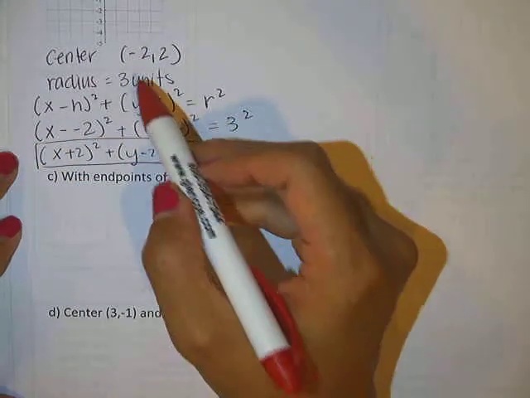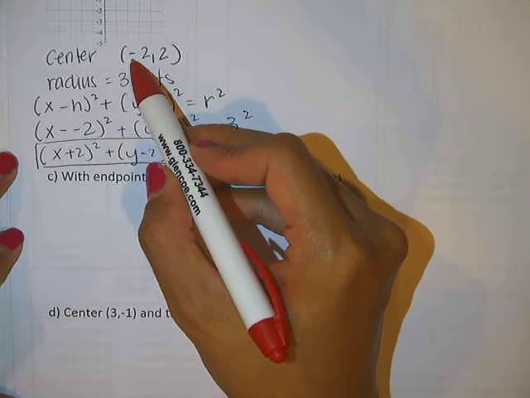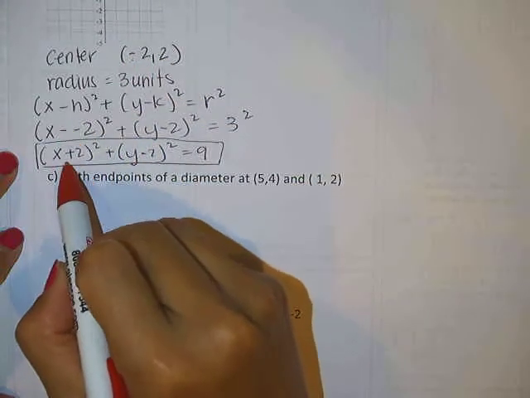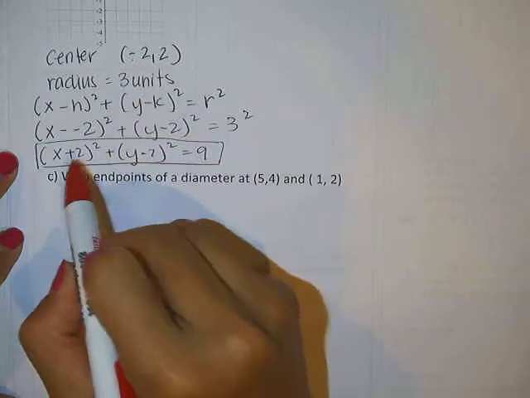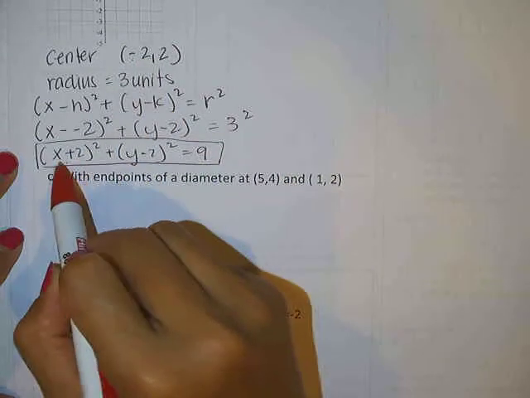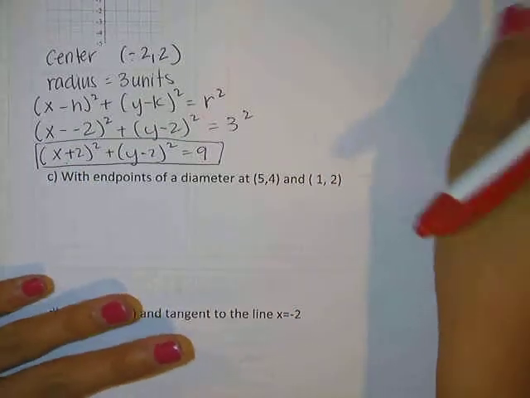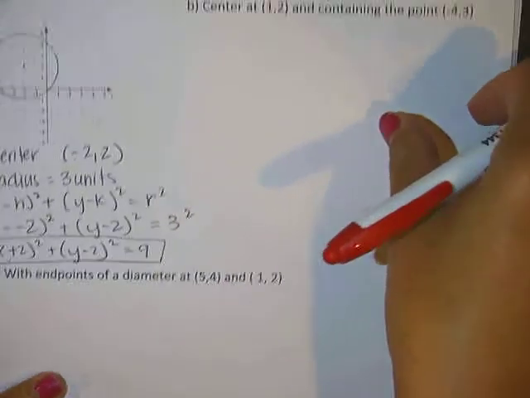So anytime the center is a negative, one of the coordinates is negative, then as you see right here, a minus and a minus will make it a positive. So when you write it in standard form, it becomes positive. Alright, so now we'll move on to example B.